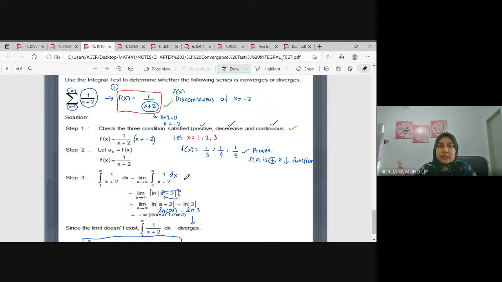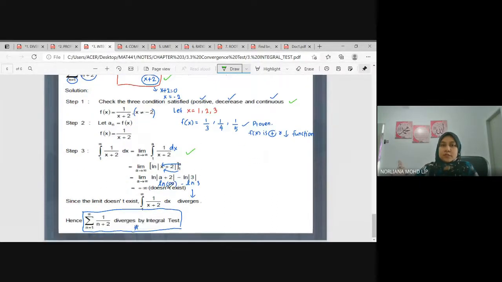Okay, and then applykan limit ni, proof limit exist or not. Okay, and then last sekali, conclusion lah untuk limit tu kan, diverge or converge kan. So last sekali conclusion untuk this series. Ada 5 lah kat situ. Point 1, 2, 3, 4, 5. Yang penting yang you all perlu tulis. Okay, ada soalan?